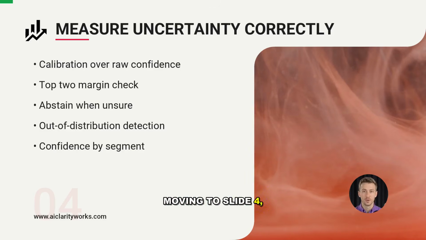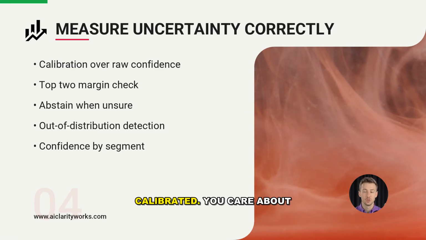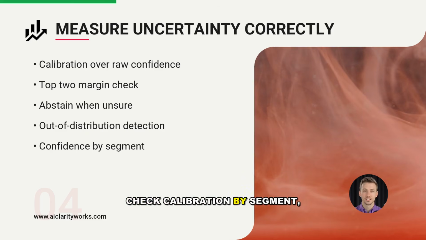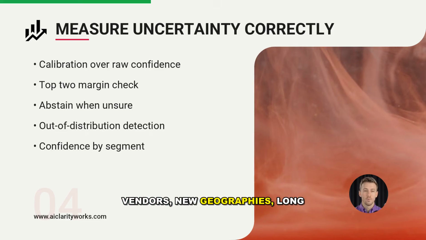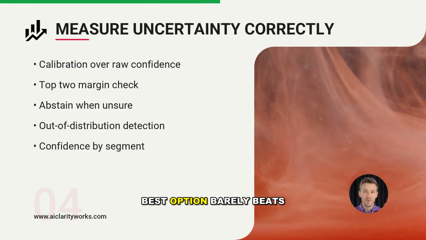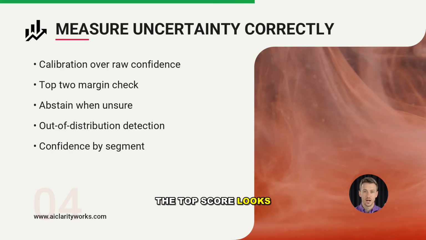Moving to slide 4. Raw confidence is a liar unless it is calibrated. You care about whether 0.9 actually means right about 90% of the time on your data today. Check calibration by segment, not just overall. New vendors, new geographies, long-tail products, and high-dollar cases often behave differently. Use a margin check between the top 2 classes. If the best option barely beats the runner-up, that is uncertainty, even if the top score looks high.